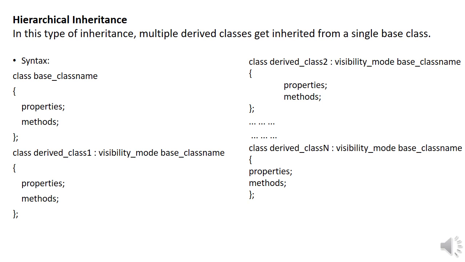And similarly, you can derive n number of classes from the same base class. So the syntax is class derived class n colon visibility mode base class name. Then inside that we can mention the properties and methods. So here you can see that derived class 1, derived class 2, etc., derived class n are derived from a single base class, which is the base class name. This is the format you have to follow when you are writing a C++ program for hierarchical inheritance.